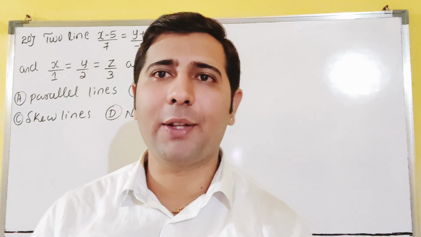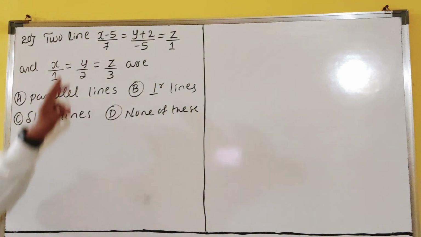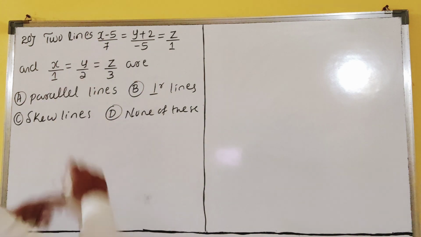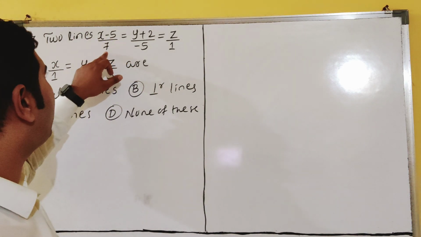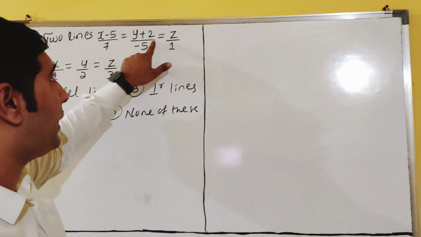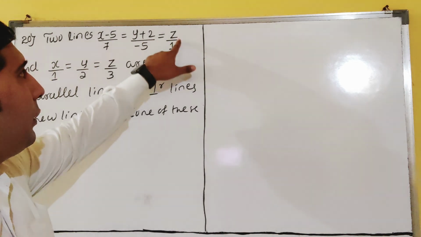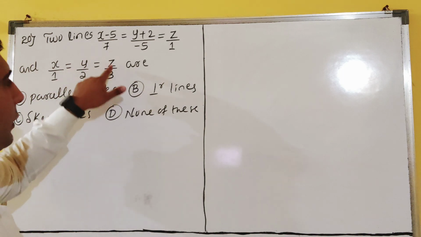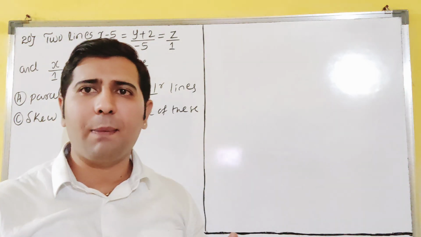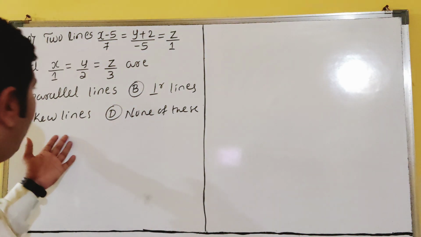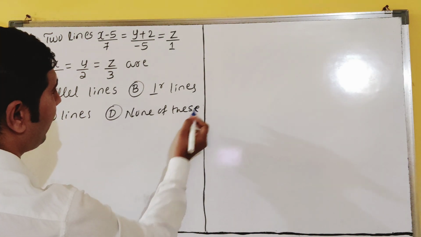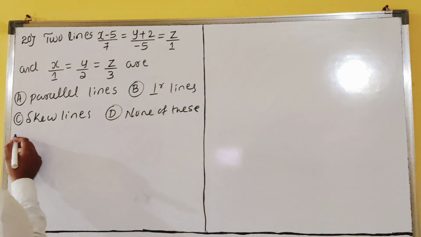Let us see the next question, dear students. Question number 20. Two lines (x minus 5) divided by 7 is equal to (y plus 2) by minus 5 is equal to z by 1, and x by 1 is equal to y by 2 is equal to z by 3 are parallel lines, perpendicular lines, skew lines, or none of these. Don't get confused, now see which option is correct.